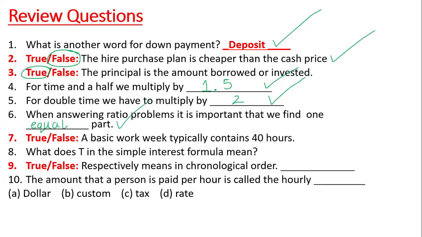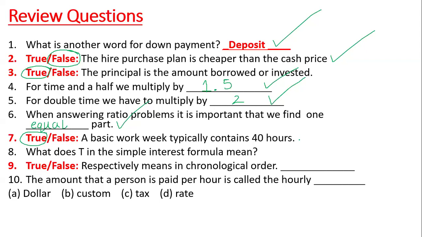One equal part. Number 7. True or false? A basic work week typically contains 40 hours. True or false? True. Very good. Definitely true.